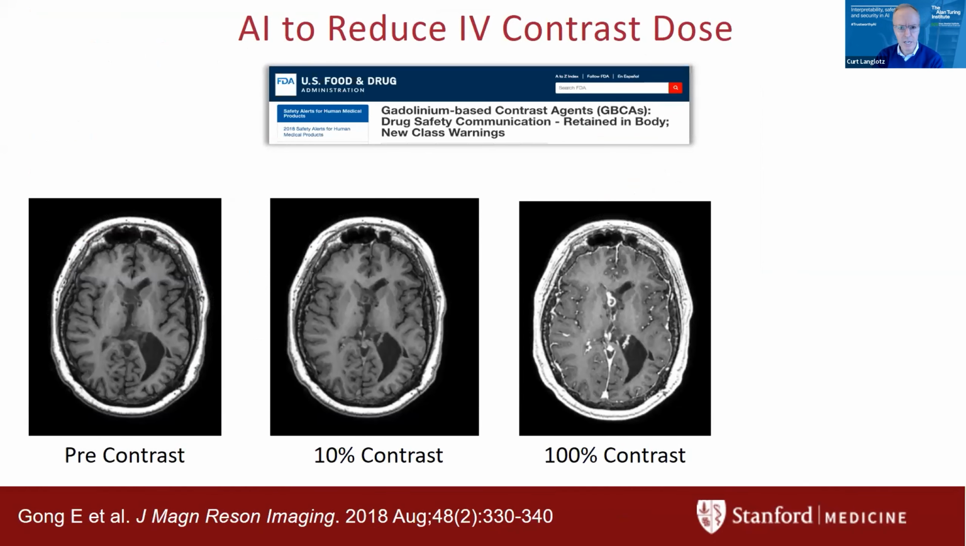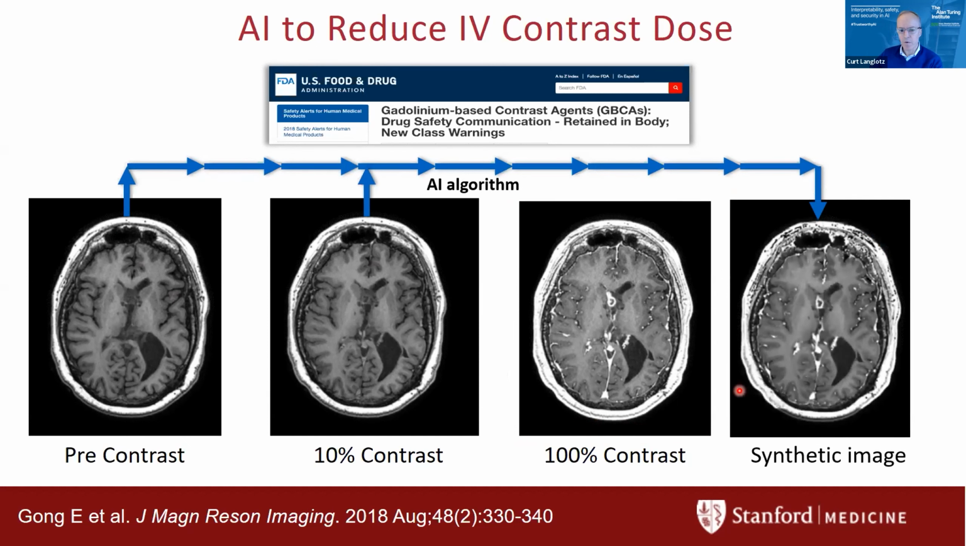The next theme I want to mention has to do with intelligent devices. So this is the work of Greg Zaharchuk's lab, another one of our neuroradiologists. On the left here, we have a pre-contrast MR of the brain. For some of our perfusion studies, we actually obtain a 10% contrast dose study, which you're seeing in the middle here. And then the full contrast dose of gadolinium contrast is here on the right. What he did is used one of these convolutional neural networks to produce a synthetic image of what the full contrast dose would look like from just the 10% dose.